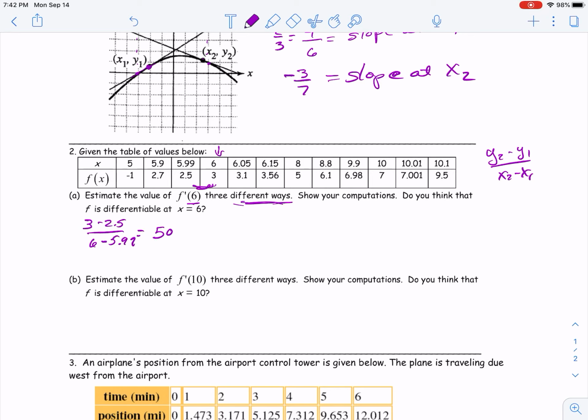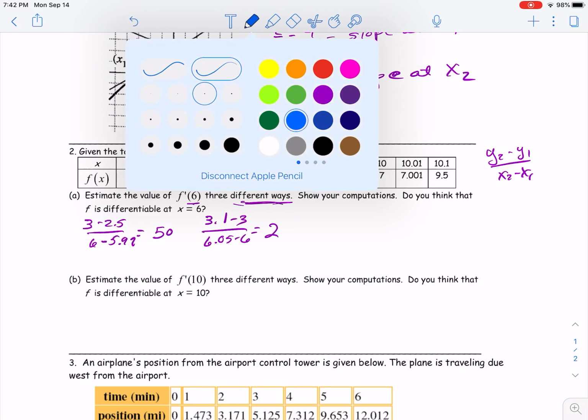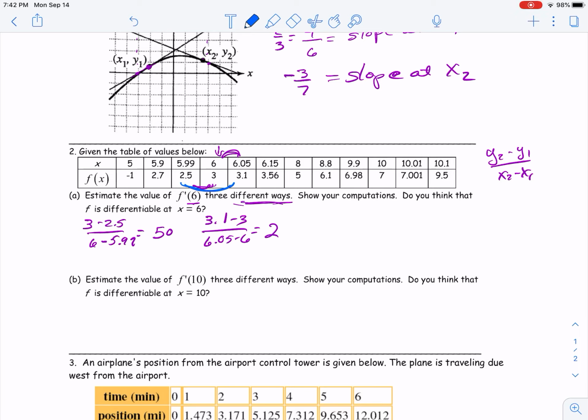I used my calculator. Come on, folks. Or I can use these two, and I do 3.1 minus 3 over 6.05 minus 6, and I get 2 for an answer. Or I can use these two. I can use one on each side of it, and I get 3.1 minus 2.5 over 6.05 minus 5.99. Make sure you have your y's over your x's. And I got 10. So I got a 50, I got a 2, I got a 10.